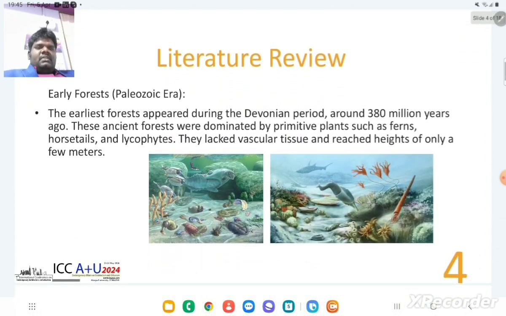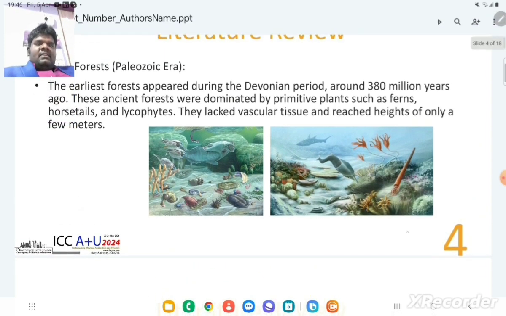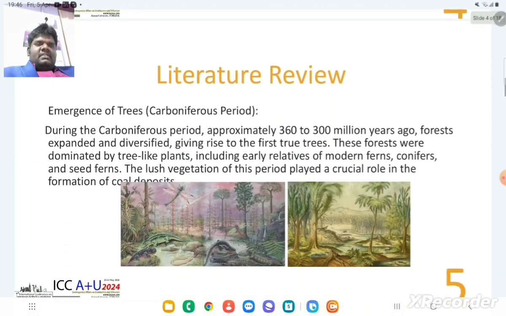Okay, so we will go through the literature review. So this is about the early forests, the Paleozoic era, where the earliest forest appeared during the Devonian period around 380 million years ago. These ancient forests were dominated by primitive plants such as ferns, horsetails, and lycophytes. They lacked vascular tissue. Okay, so next you can see these pictures. These pictures are related to the Paleozoic era where the earliest forest appeared.